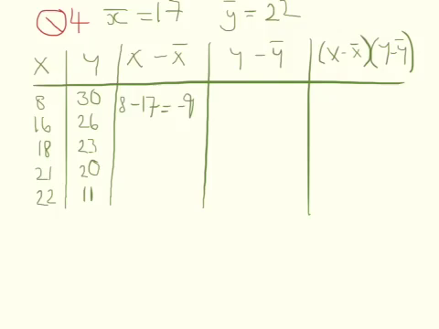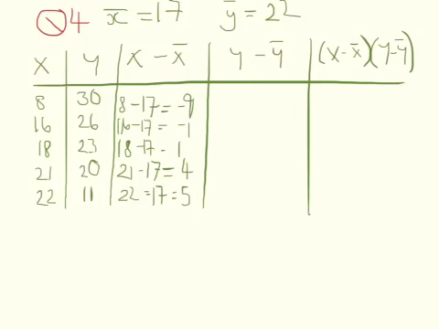Our next one would be 16 minus 17, which is -1. Next we'd have 18 minus 17, which is +1. 21 minus 17 gives us 4. We've then got 22 minus 17, which is 5. So they're the x deviations. We've got -9, -1, +1, +4, +5.